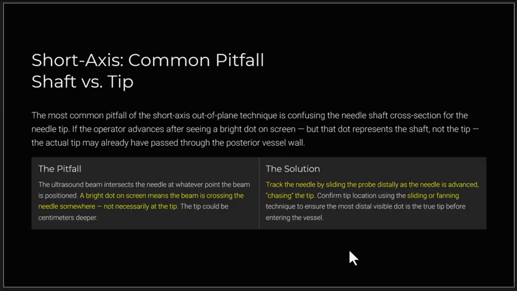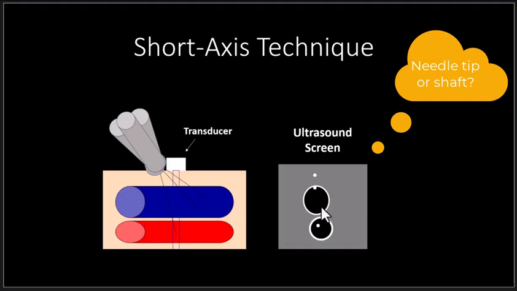So the hands have to work together. Both the probe hand and the needle hand have to work together to either slide or fan, and using that technique to ensure that the most distal visible dot that you're seeing actually represents the true tip of the needle and that you're following that true tip of the needle down towards the vessel. We want to make sure the probe hand and the needle hand are working together, so that allows you to chase the tip.